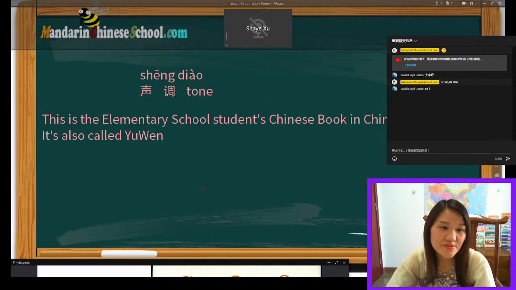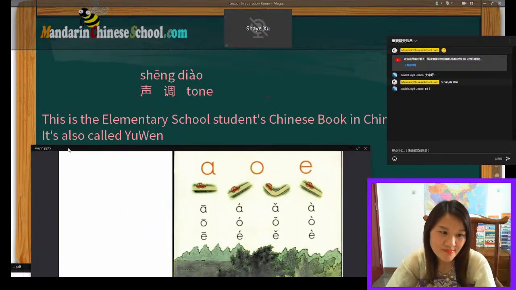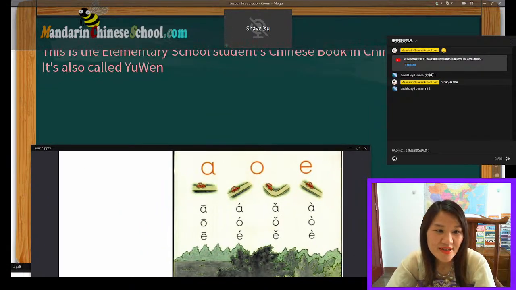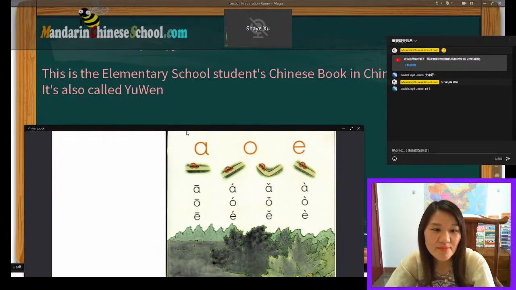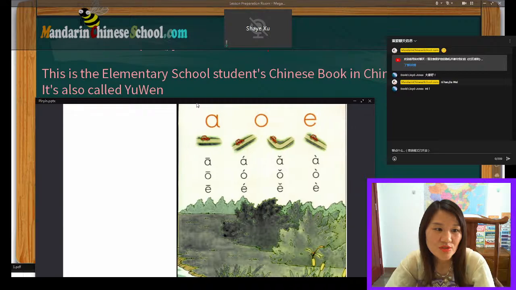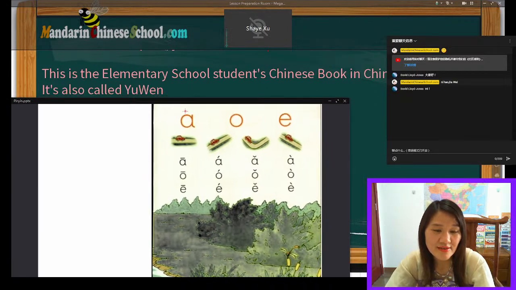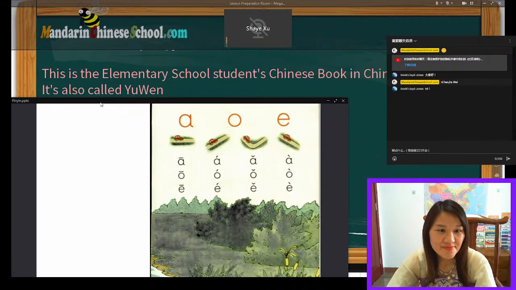And what material do they use? This is a book. This is a book for Chinese kids at school. In elementary school, we start to learn the pinyin, like this one. This is a book.